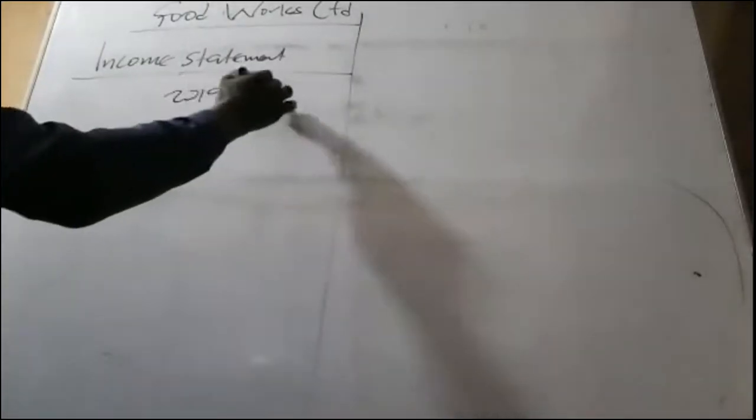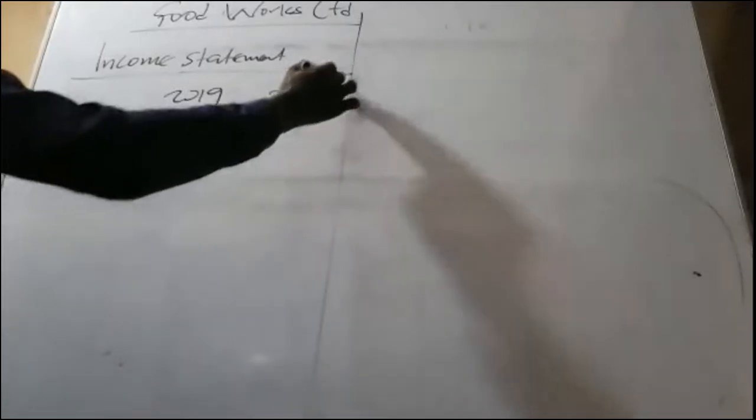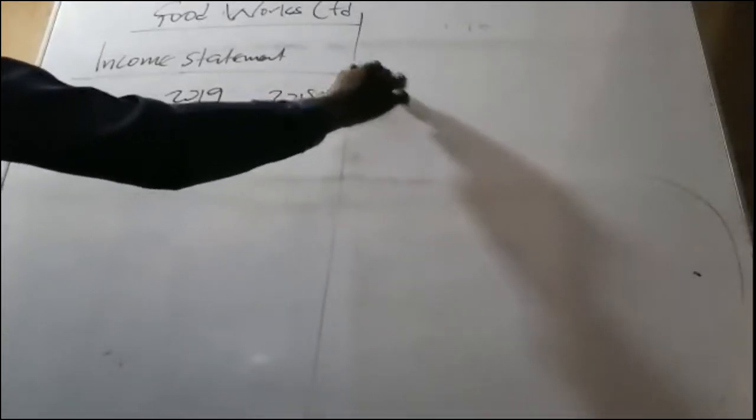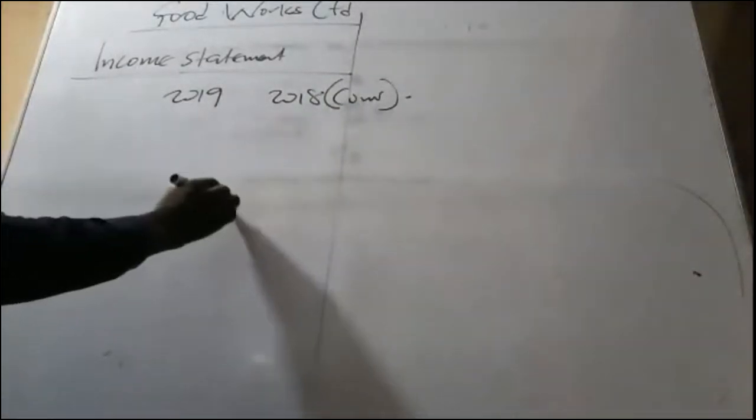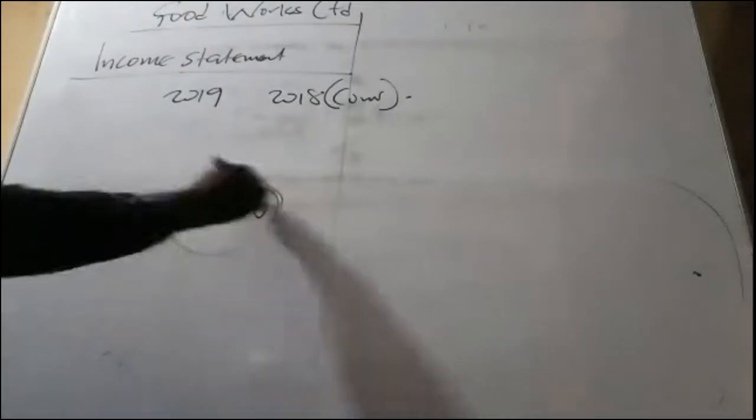In reality, if you're preparing financial statements, the current year must come first, and the previous year will follow, like this, comparative. When you do this, there is about an 85% chance that you copy wrongly or you get a mistake with this particular question.